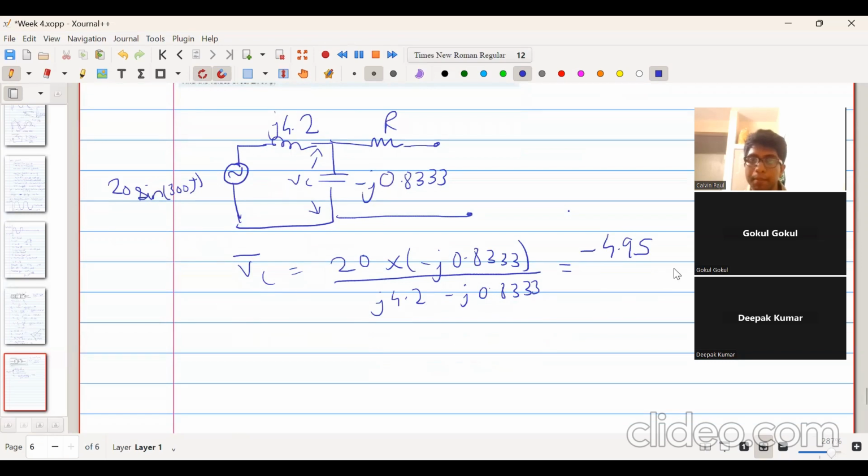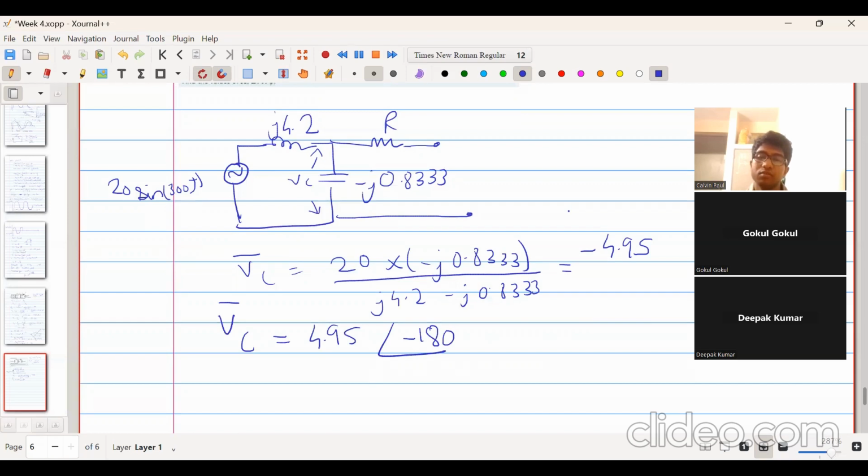So now we write it in polar form. VC bar is equal to 4.95 angle of minus 180. Any doubts in this? Sir, how to write angle of minus 180?